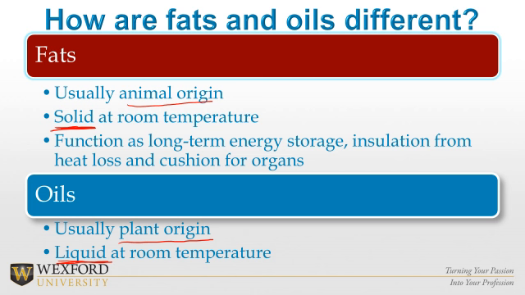Fats function in long-term energy storage, insulation from heat loss, so yes, we use fat as an insulator, and cushioning for organs. All this is good stuff so far. Now, from a molecular standpoint, what's the difference between these two? We're going to find out they are still simply chains of carbons, it's just that the chains are arranged slightly differently.